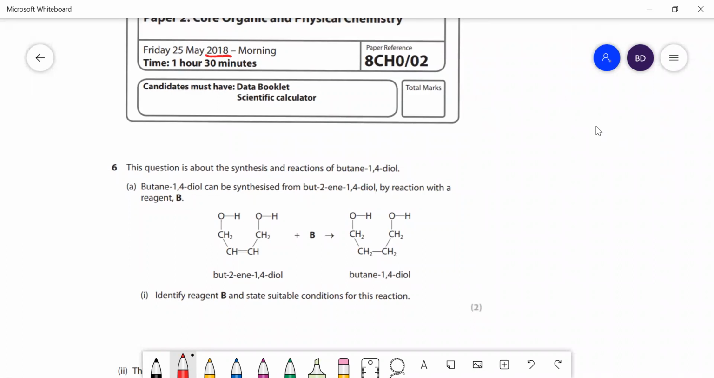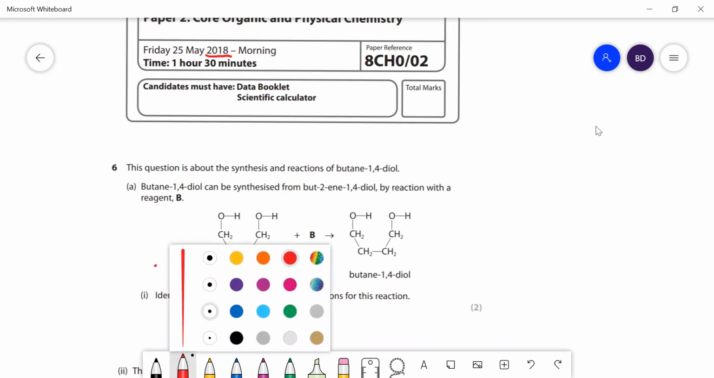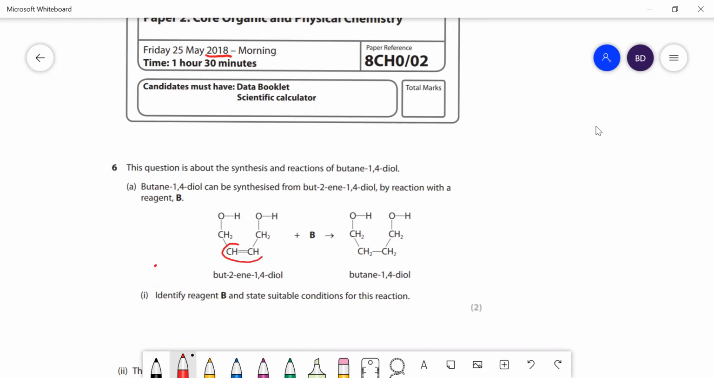Okay, butane-1,4-diol can be synthesized from butene-1,4-diol by the reaction with the reagent B. Identify reagent B and give conditions. Okay, so all that's happened there is we have added hydrogens across this double bond, made it saturated, and so if you remember, the reagents for that are hydrogen with a nickel catalyst.